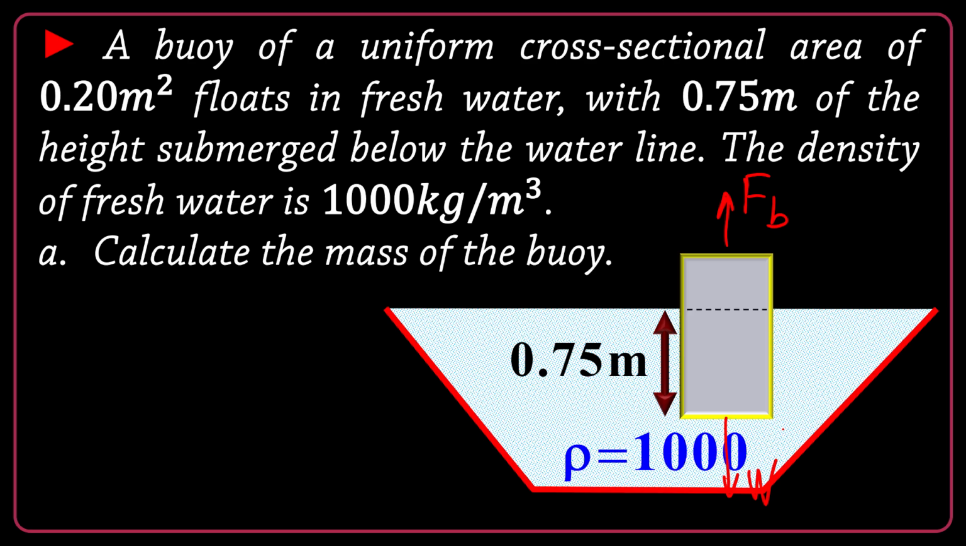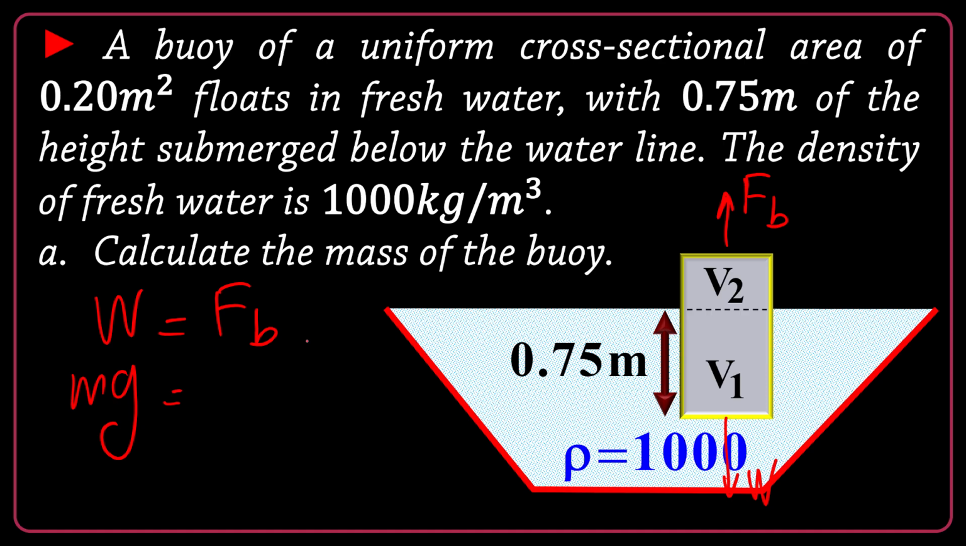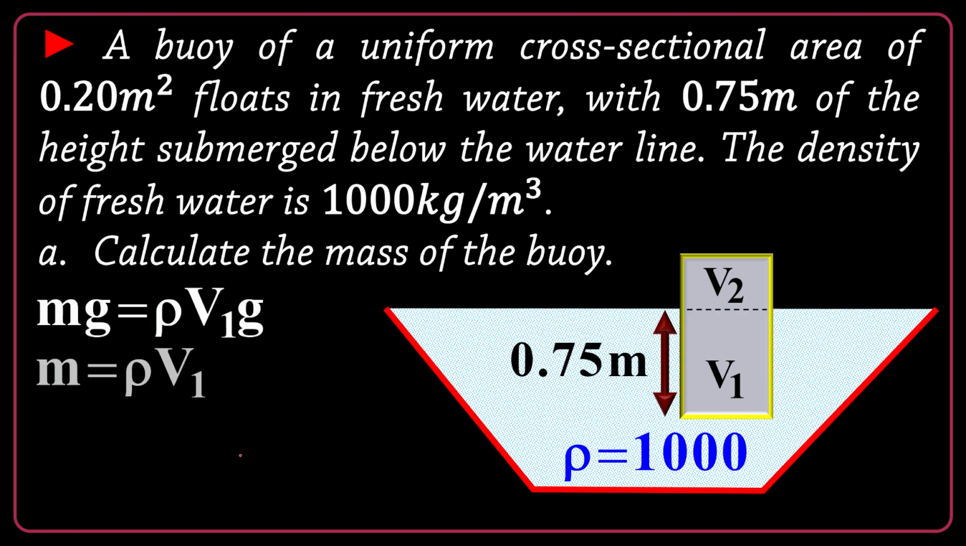On the other hand, I can suppose that the submerged part has a volume of V1. So here if I write W is equal to FB, W is going to be mg, mass of the block, times g. The right side, the buoyancy force. The buoyancy force is the density of liquid times the submerged volume times g. That's all. So let's continue.